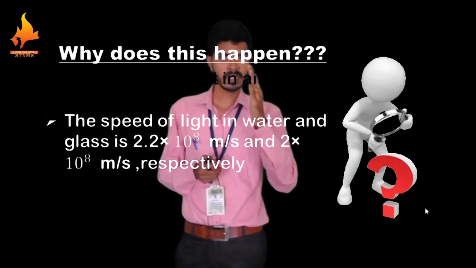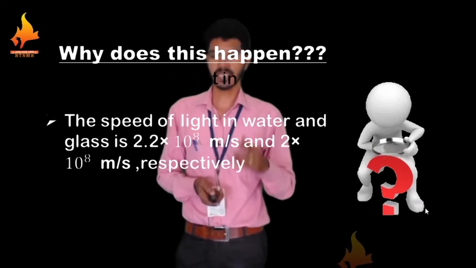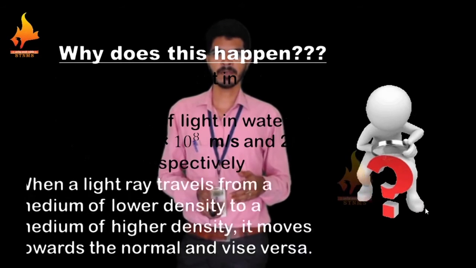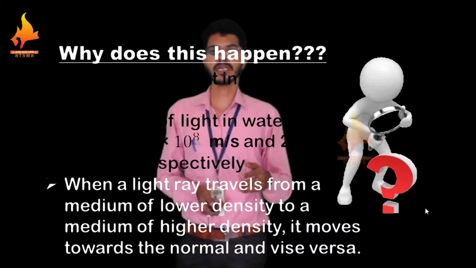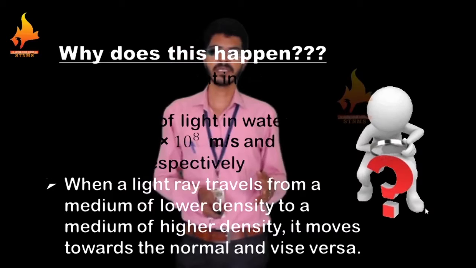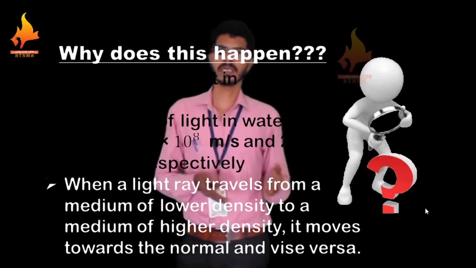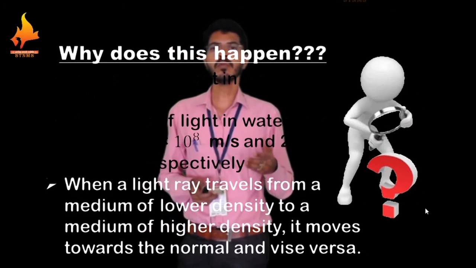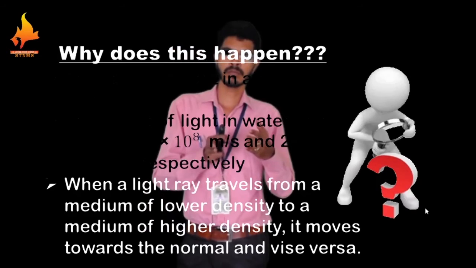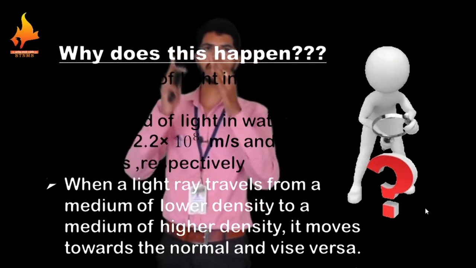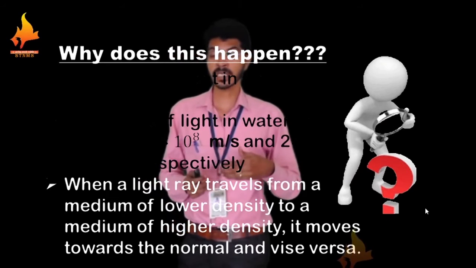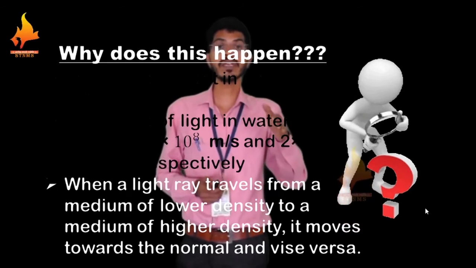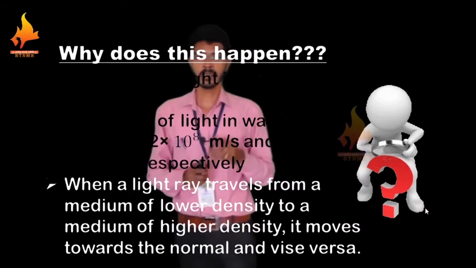And there is also a change in the direction of propagation of light, and the light moves towards the normal. When a ray of light travels from one medium to another, if you consider one as a lower density medium and the other as a higher density medium, then in the case of lower density to higher density, it moves towards the normal. But if it is from higher density to lower density, it moves away from the normal. This also should be taken into consideration.